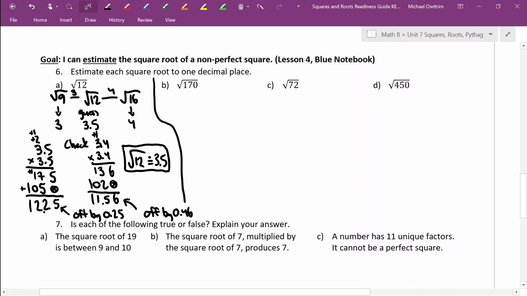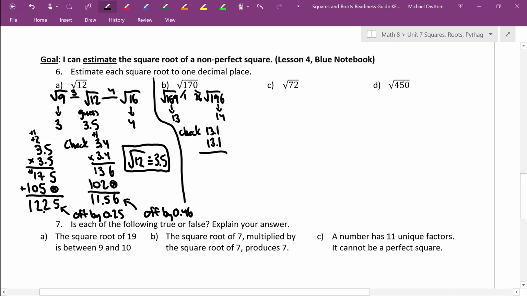Okay, same idea for 170. So let's think about our perfect squares that are around 170. Square root of 169 is 13, and square root of 196 is 14. Since 170 is very, very close to 169, it's only 1 away from that, and it is 26 away from 196, we're going to guess that it's very close to 13. So we're going to check 13.1.